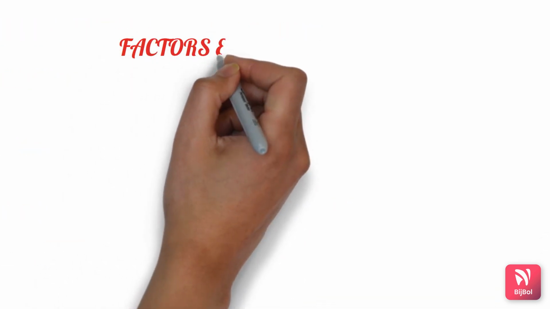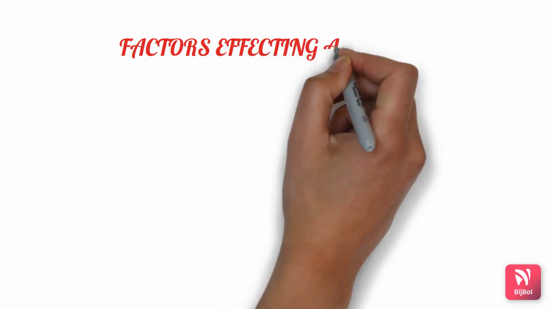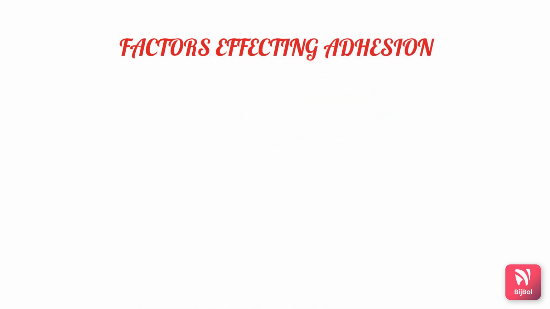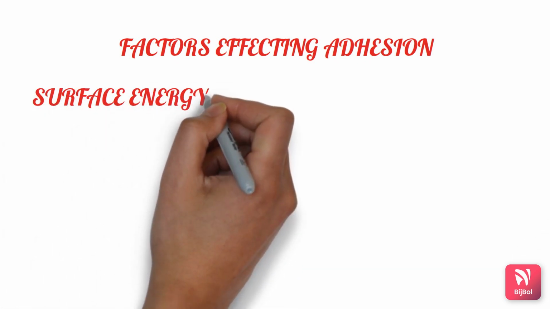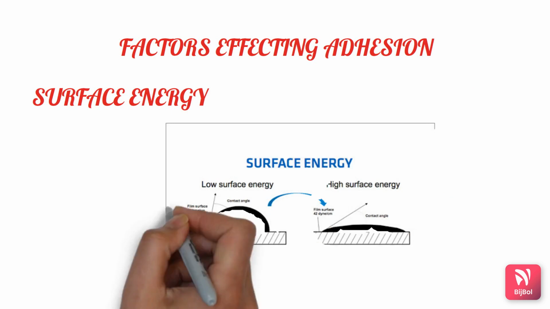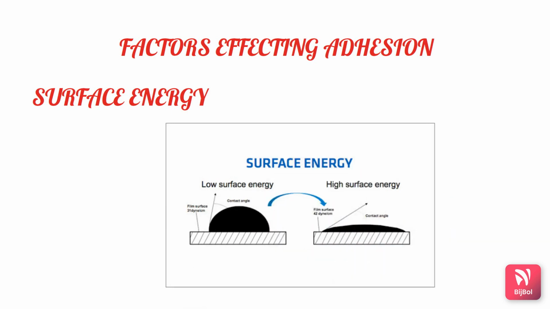Now we'll observe the factors which affect adhesion. The first factor is the surface energy. If you observe, the surface energy is increased by increasing the surface area. If you observe in the picture also, there is a greater increase in the surface energy if there is a more contact angle, that is, more surface available for the substrate.